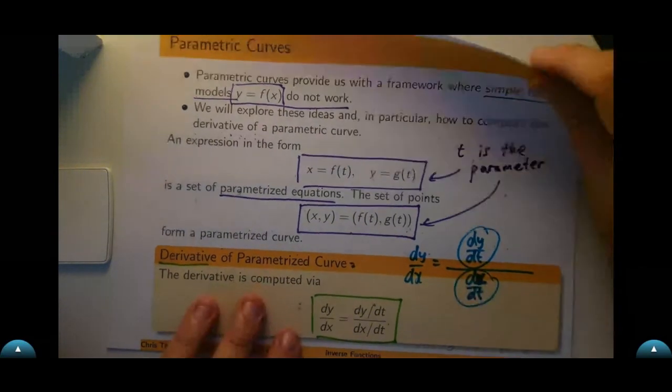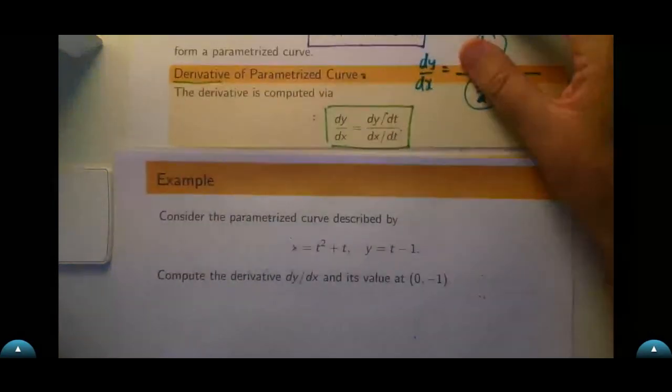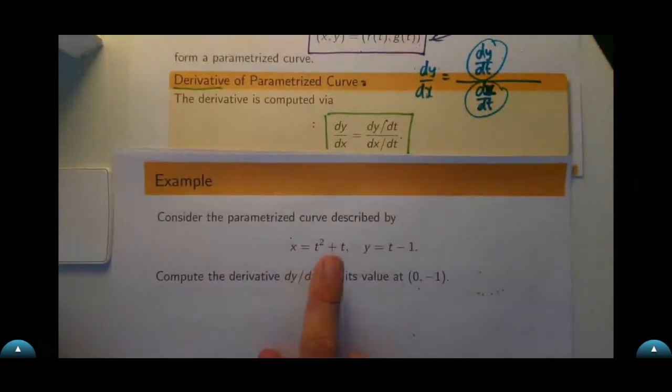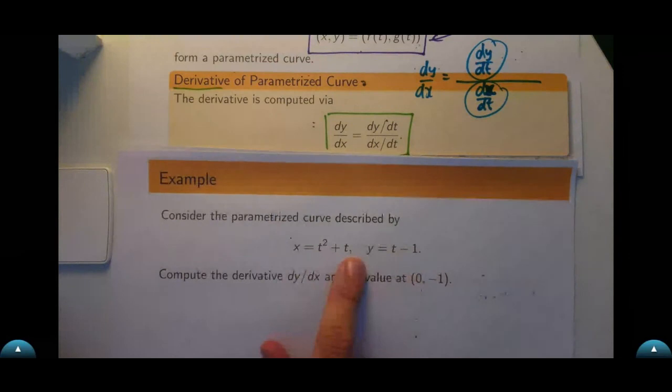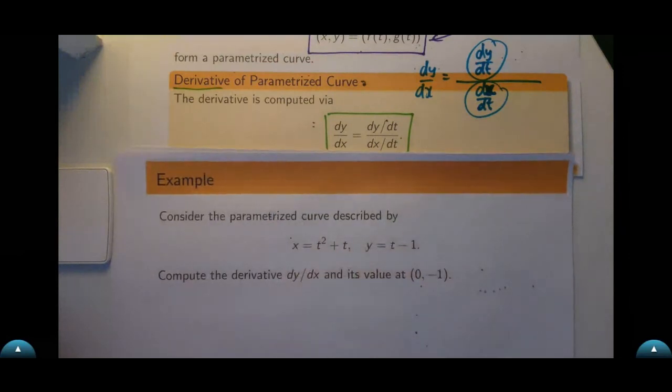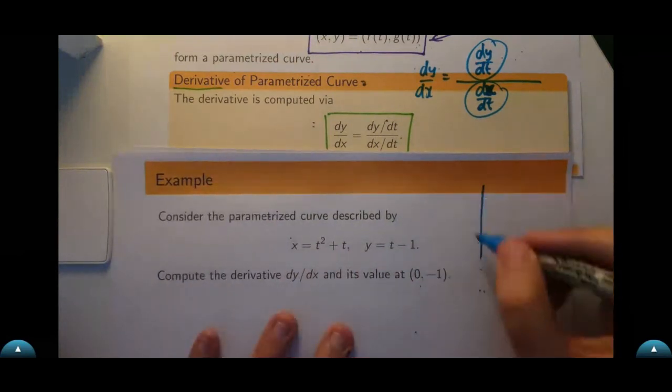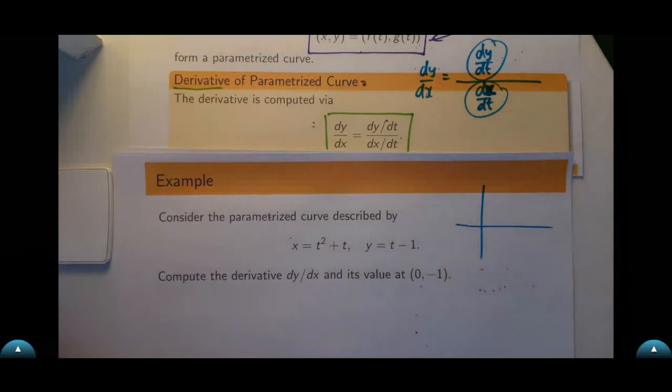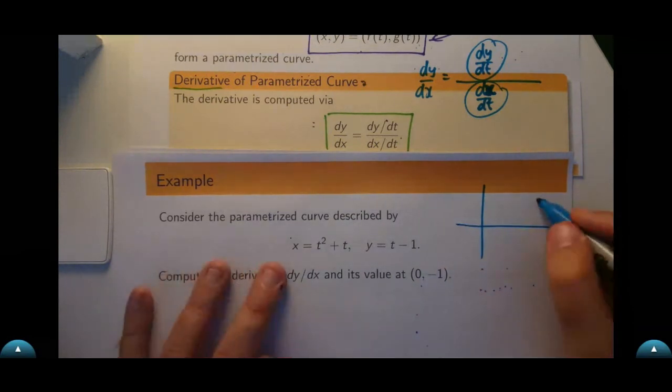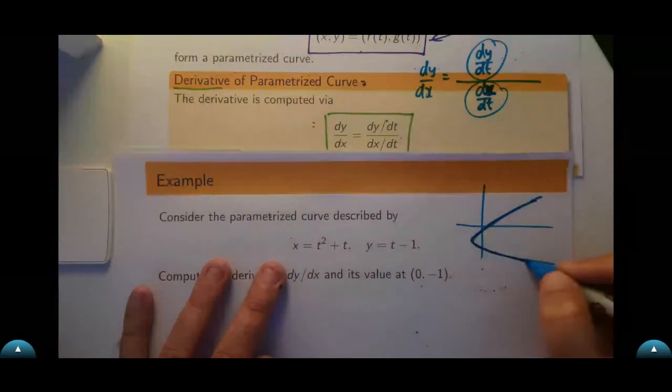All right, so let's do a couple of examples. This is the example that I just put up in GeoGebra. Okay, so it's like a curve that goes like this, right? It's sort of like a parabola that's on its side.